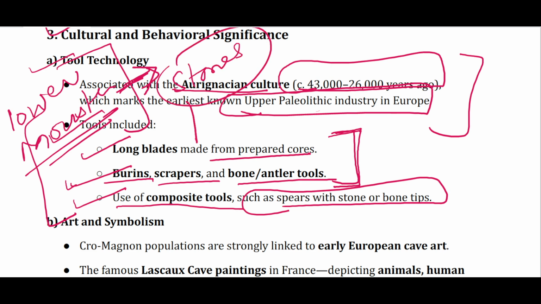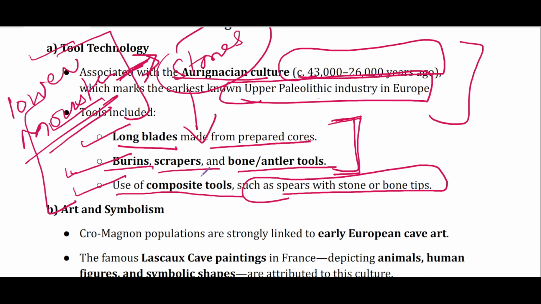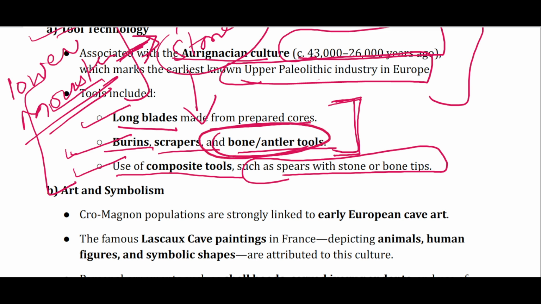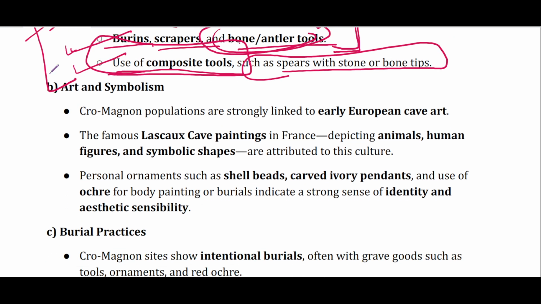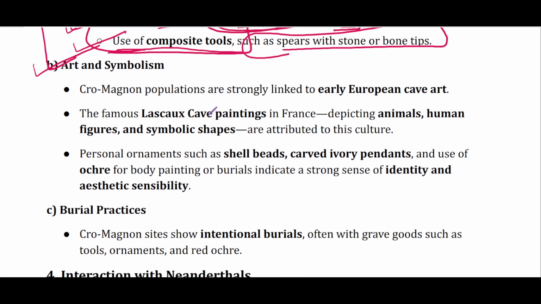So यहाँ पे clear advancement is there. Long blade है, and the tool material shifted from stone to bone and antlers. Then this clear differentiation, composite tools are there. फिर आर्ट एंड सिंबलिज्म की बात करते हैं.